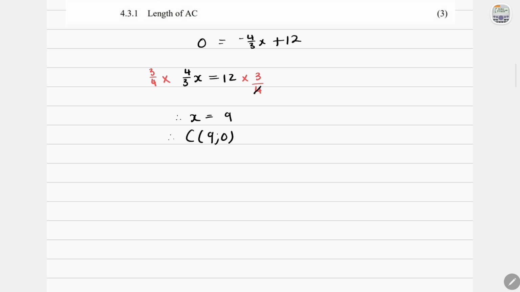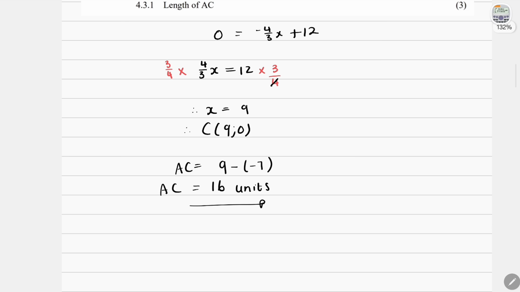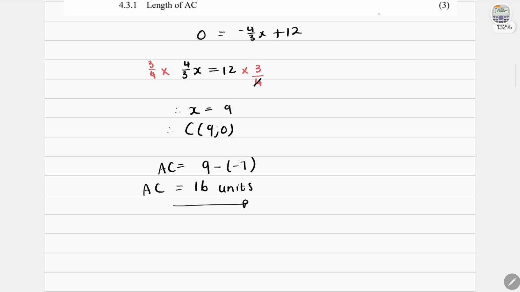So to find AC, the length of this horizontal line AC is equal to positive 9 minus negative 7. So that is 9 plus 7, which is 16. And so it is 16 units, and that is our answer for the length of AC. Moving on to the next question.